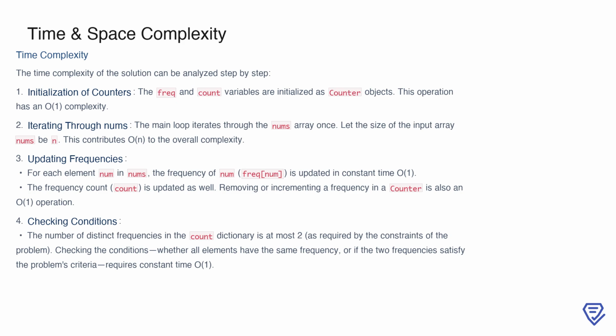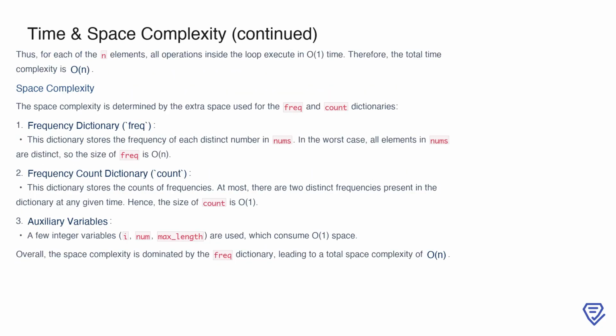Finally, the solution checks whether the current state of frequencies satisfies the problem's constraints. Since the count dictionary contains at most two distinct frequencies at any time, evaluating these conditions is also an O(1) operation. Each of these steps contributes to the overall efficiency of the algorithm. Now, combining all these operations, we see that for each of the n elements in the array, all updates and checks within the loop are performed in O(1) time. As a result, the total time complexity of the solution is O(n).